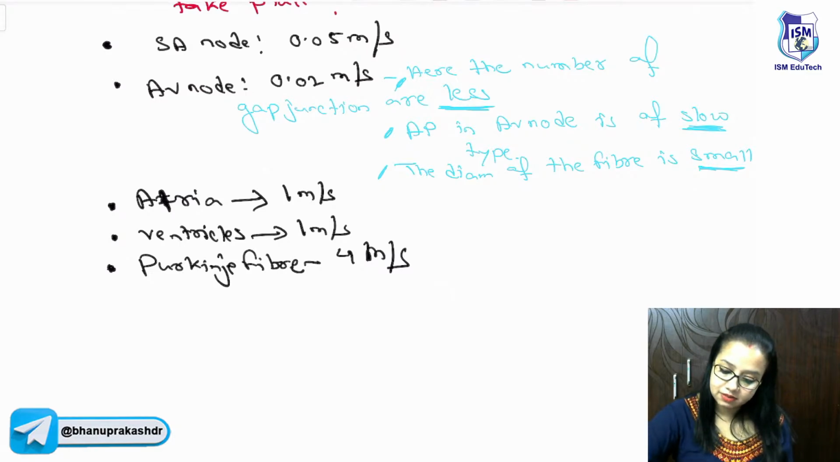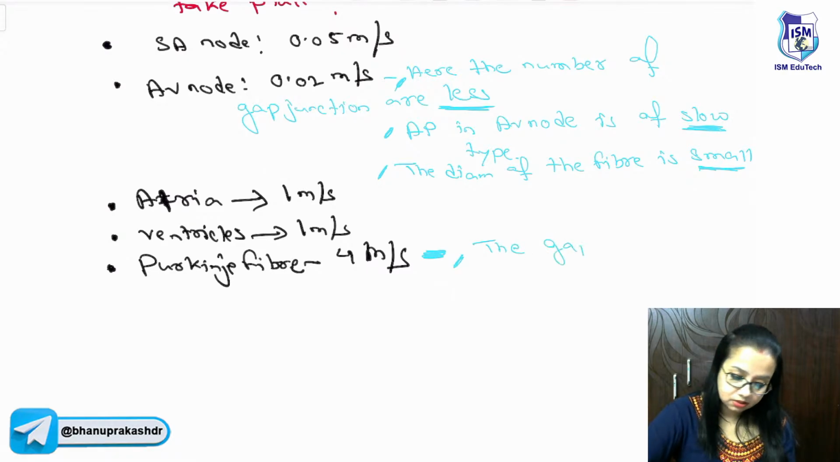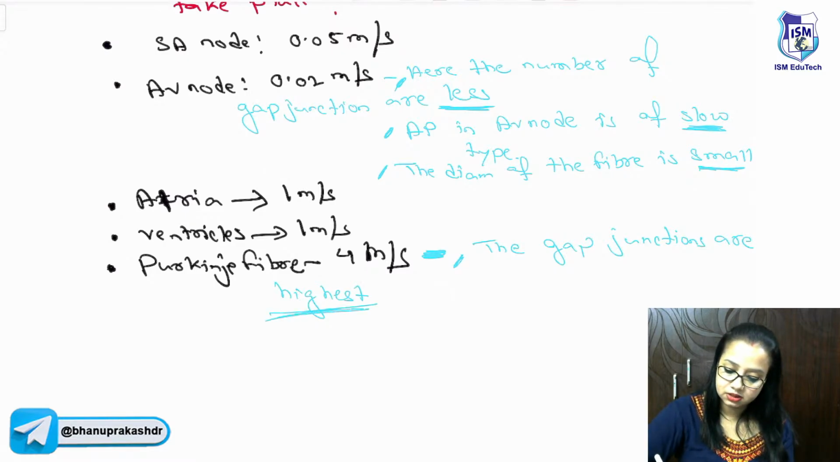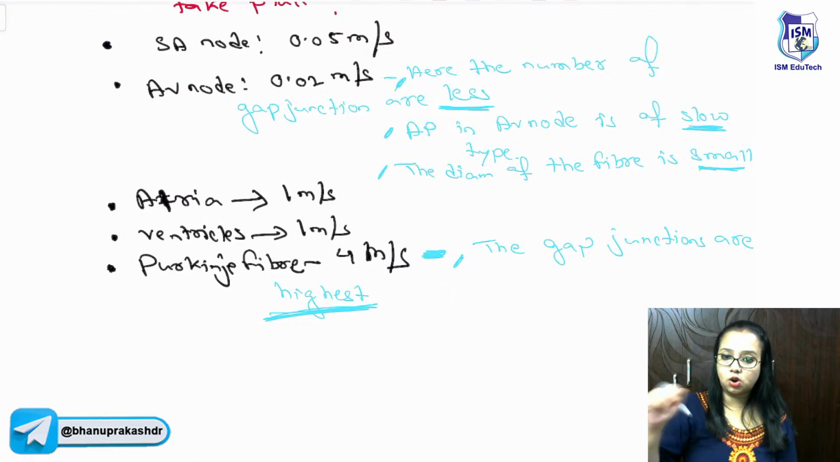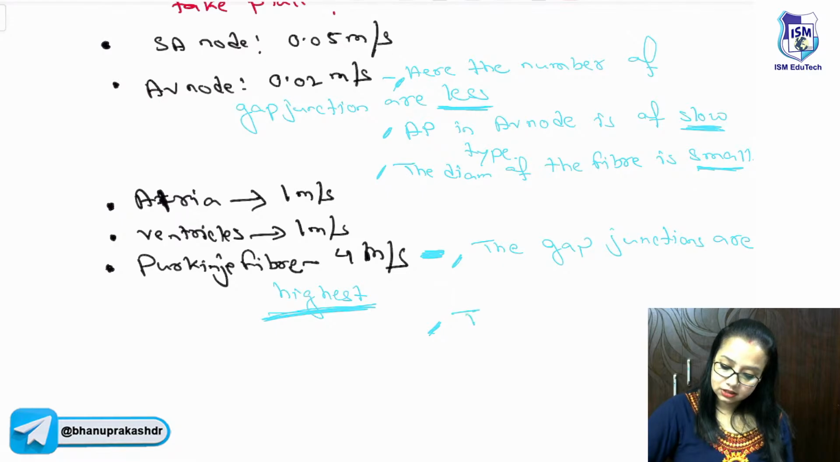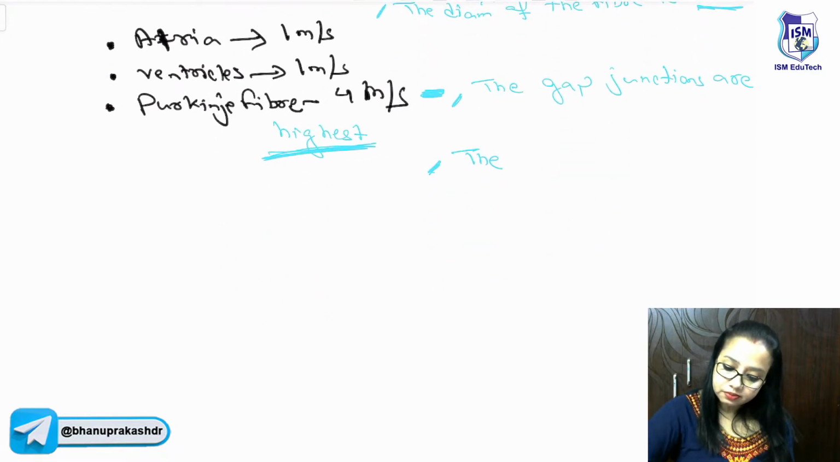Whereas in the Purkinje fiber, why is it fastest? Obviously, the reasons are opposite. The gap junctions are highest. They are much more in number here. That's why the impulse can hop very easily and get transmitted. Here, the action potential is of fast type.